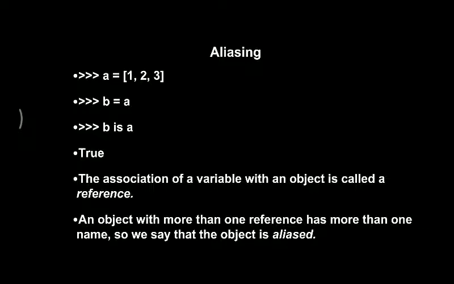Aliasing: a equal to [1, 2, 3], then a is assigned to b, and before that we can't directly check whether b is a. After a is assigned to b, you check b is a, and it is True. The association of a variable with an object is called a reference. An object with more than one reference has more than one name, so we say that the object is aliased.